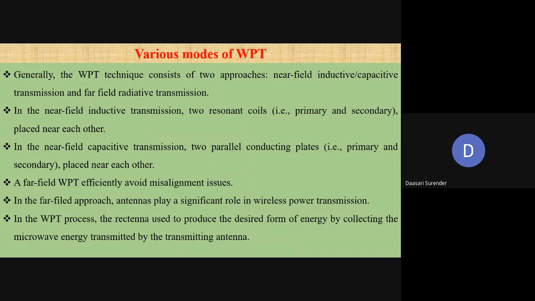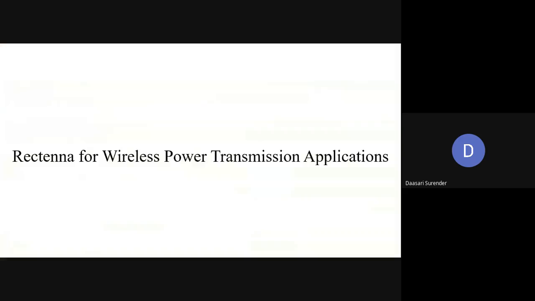In the far field approach, antennas play a significant role in wireless power transmission. In the wireless power transmission process, the rectenna is used to produce the desired form of energy by collecting the microwave energy transmitted by the transmitting antenna.